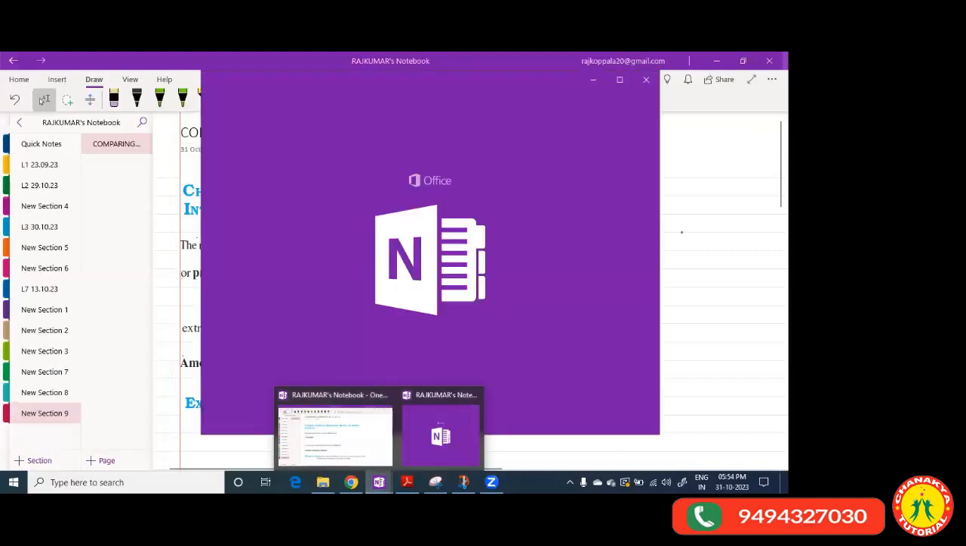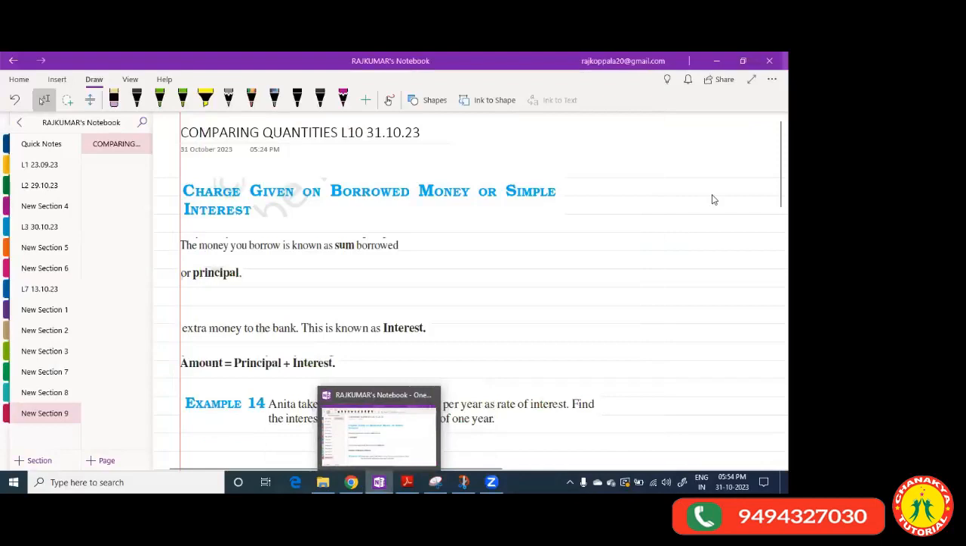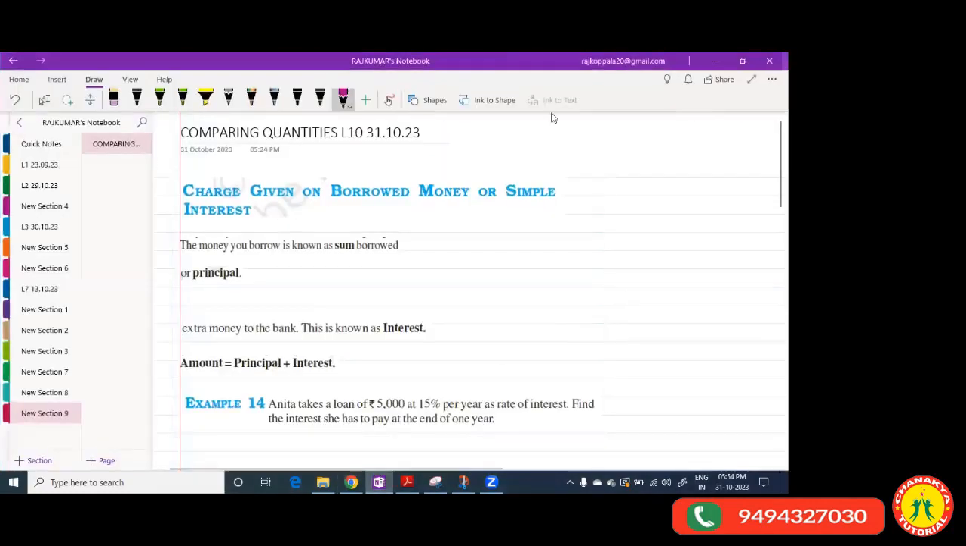What is the cost of the coat? 7,600. Okay, this is the cost of the coat. And how much tax did he pay? He paid 4% tax. Then from 7,600, 4% is the tax. So you calculate the amount. This is the percentage. How will we calculate the tax amount?